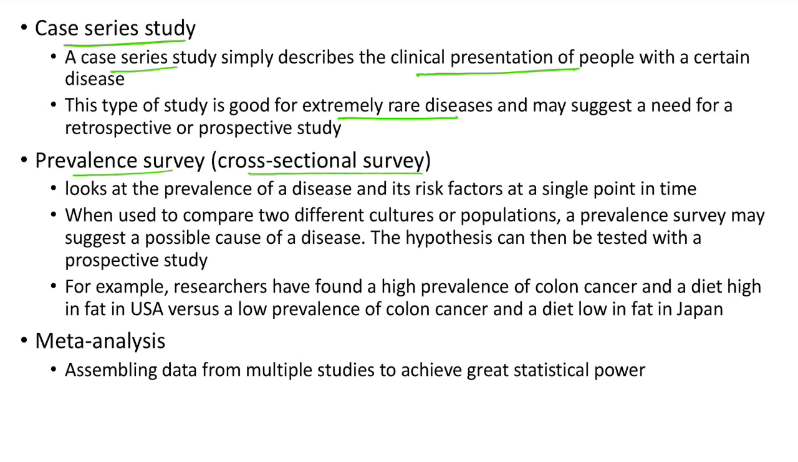It looks at the prevalence of a disease and its risk factor at a single point in time. When used to compare two different cultures or populations, a prevalence survey may suggest a possible cause of a disease. The hypothesis can then be tested with a prospective study. For example, researchers have found a high prevalence of colon cancer and a high diet fat in USA versus a low prevalence of colon cancer and a diet low in fat in Japan.